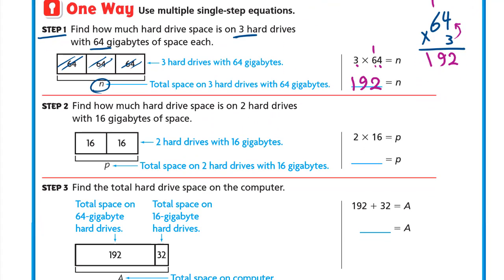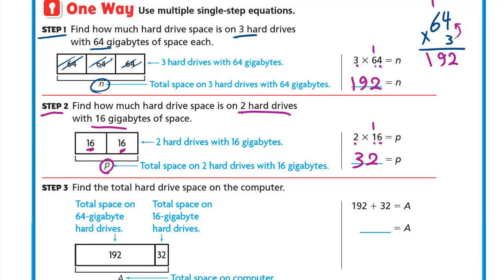Okay, so step number 2, we have 2 hard drives with 16 gigabytes each. So we can call it another letter. Let's call it letter P. So 2 hard drives each is 16 gigabytes, so we'll have to multiply 2 by 16. So multiply 2 by 6. So 2 times 6 is 12. So I write 2 down and 1 up. Now 2 times 1 is 2, plus 1 is 3. So 32 gigabytes for the 2 hard drives of 16 gigabytes each.